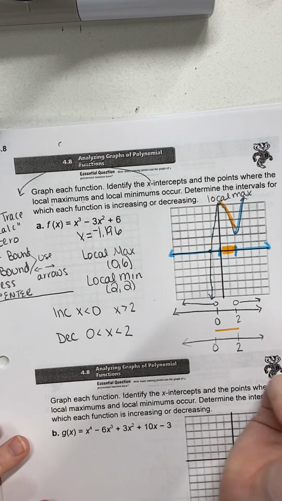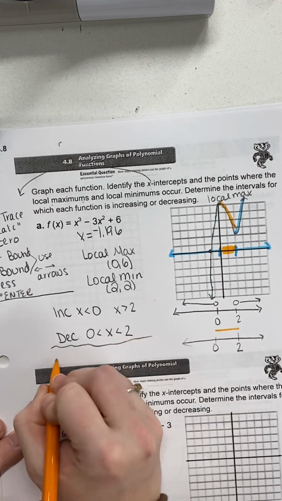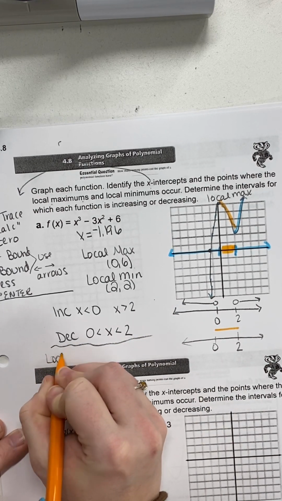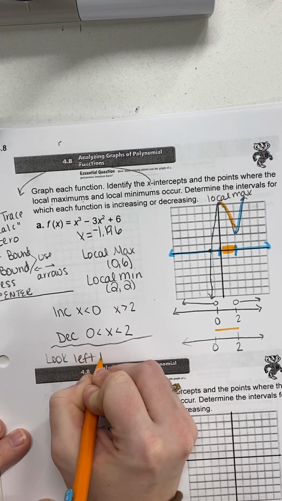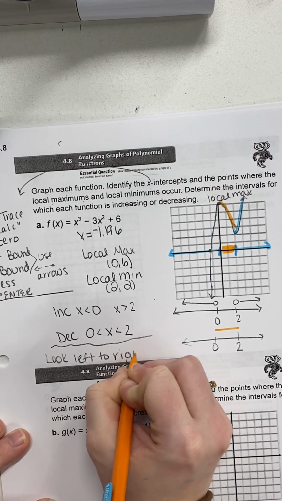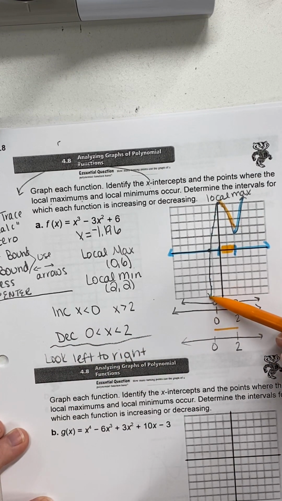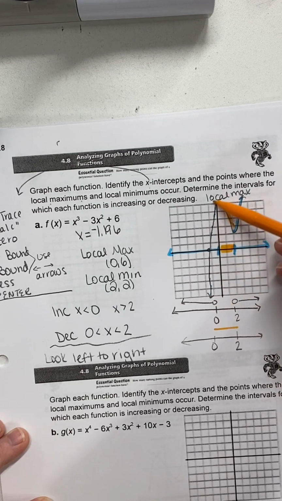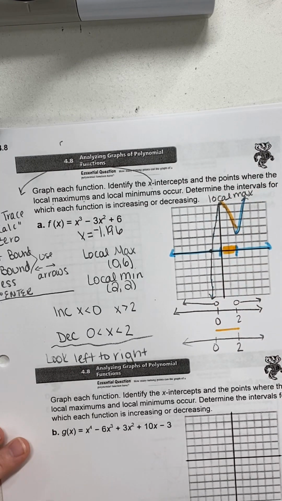Now, just as a reminder, for increasing and decreasing, we look from left to right. Okay, so think about riding a roller coaster from left to right. Start over here. What am I doing? I'm going up, then I go down, then I go up.